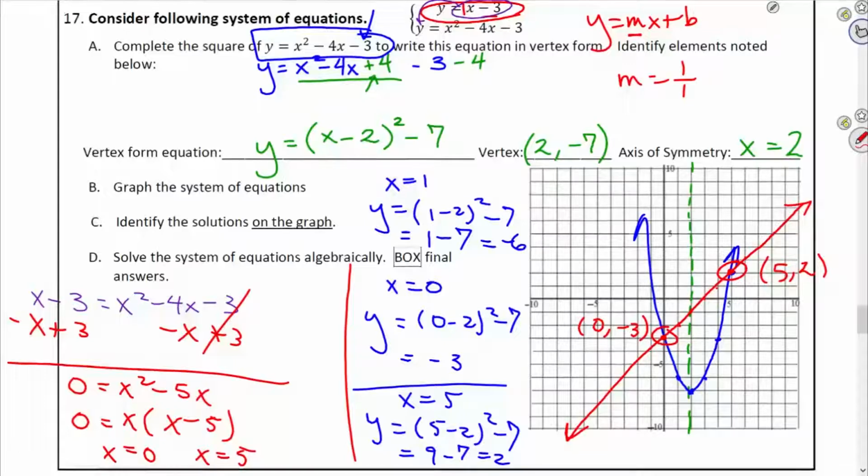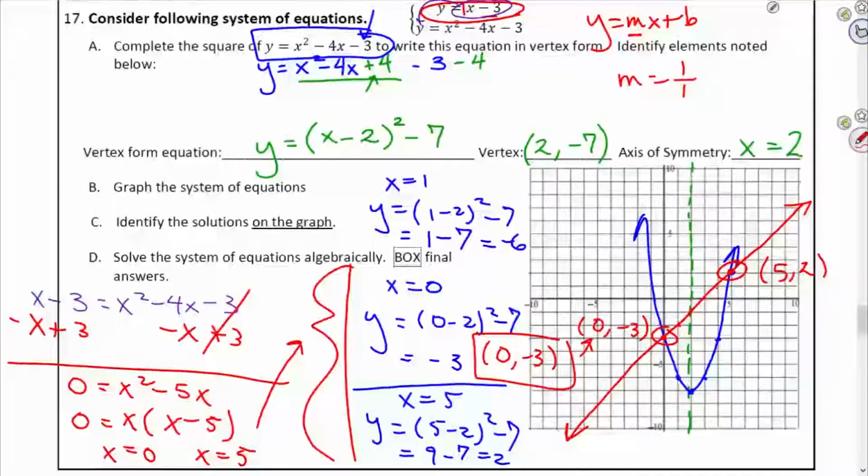Okay, now to find the corresponding points, it's actually right here is where that work is done. Okay, and so I see that I get the exact same points. I get (0, negative 3), which is the same as that, and I get the point (5, 2). Okay, so you can solve this either graphically or algebraically, and you find the same solutions.